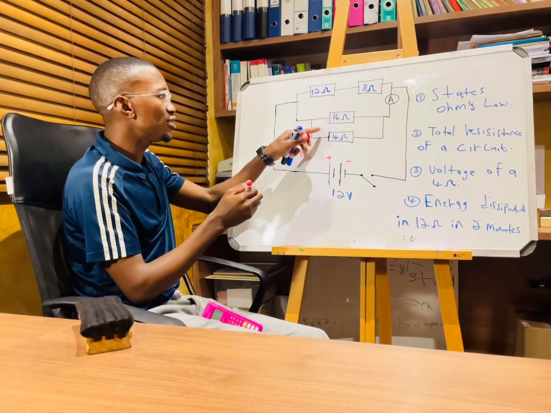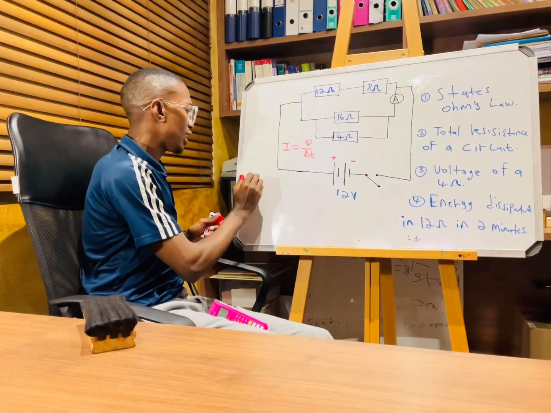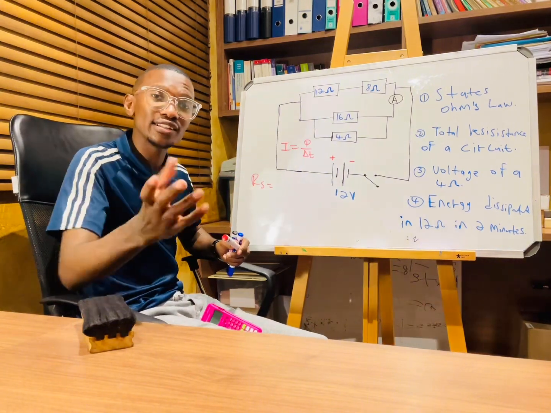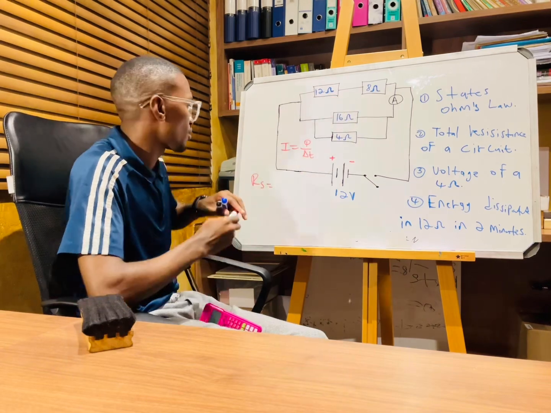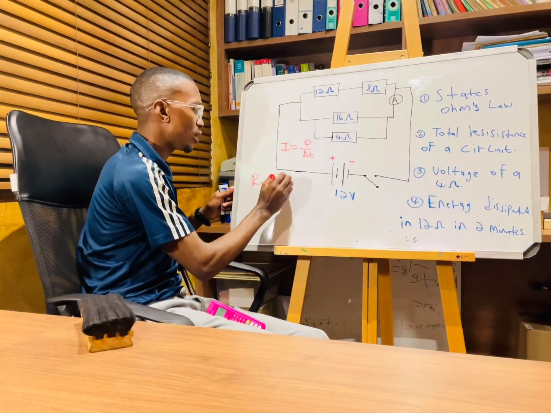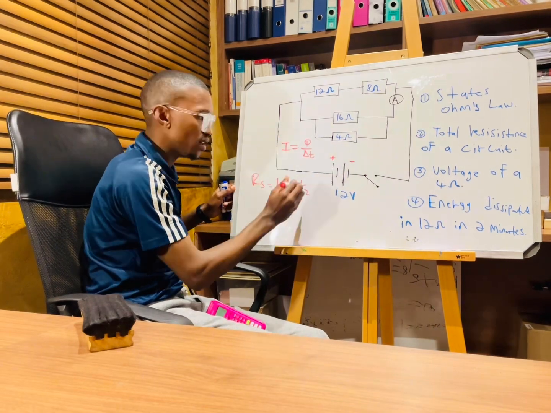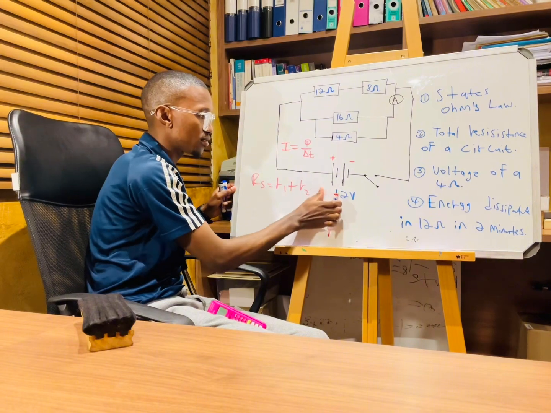Let's see. You are saying these two are in what? In parallel. Are we together? So let's start with the resistors in series first. Do we see any resistors that are in series? Yes, 12 ohm and this one are in series. So I'm going to start with them. It says R1 plus R2 and so forth. If there was a third one, I'd say plus R3, but because there are two, I'm just going to end it here.